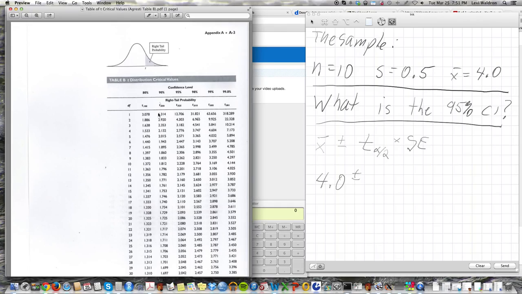Now, we need to know the degrees of freedom. Since n is 10, the degrees of freedom is n minus 1. I'll just jot that down. Degrees of freedom equals 9. So I'm going to look under this 95% column until I get to 9 degrees of freedom, which is 2.262.